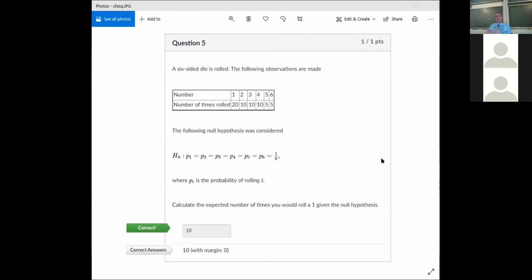So given that all of these numbers have the same probability, I'd expect all of those numbers in the boxes to be the same. So how many are there in total? There's 20, 30, 40, 50, 60 of them. So I'd expect them all to have the same number, and 60 divided by 6 is 10. So that's cool. So what are we going to do with the rest of it?